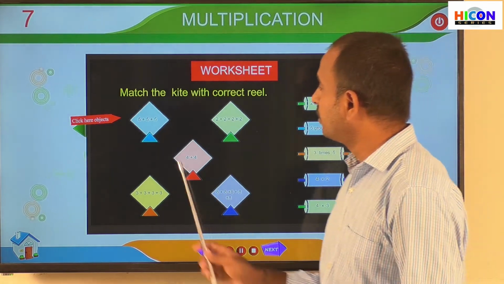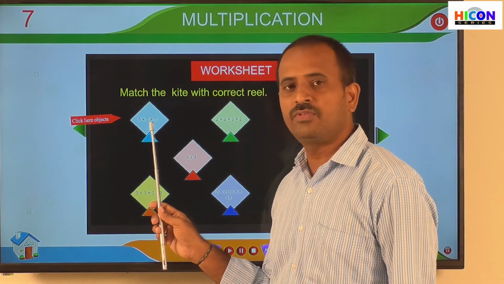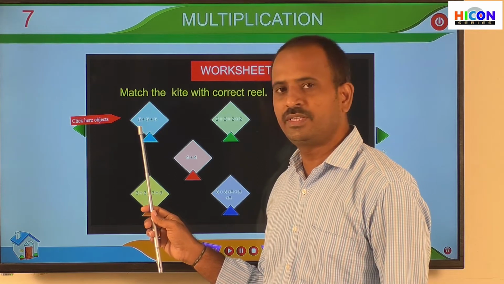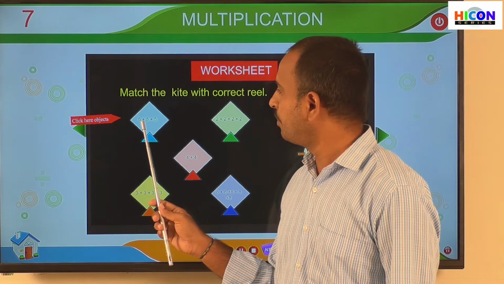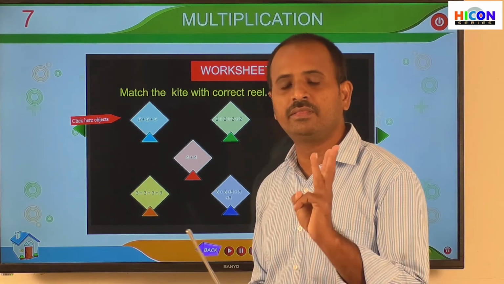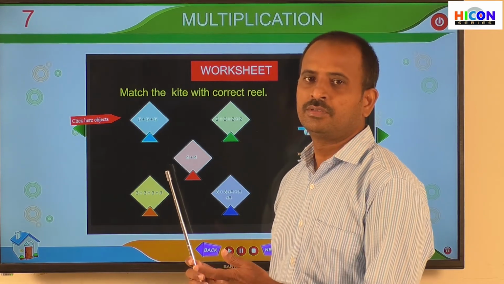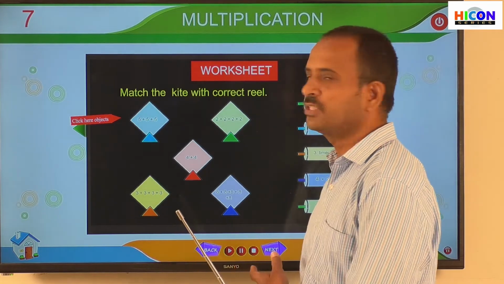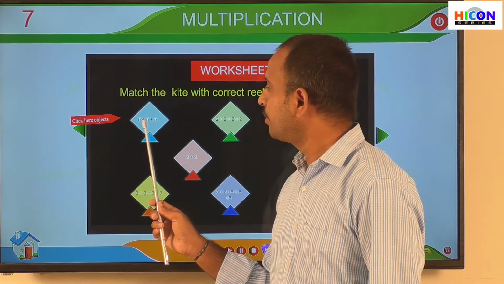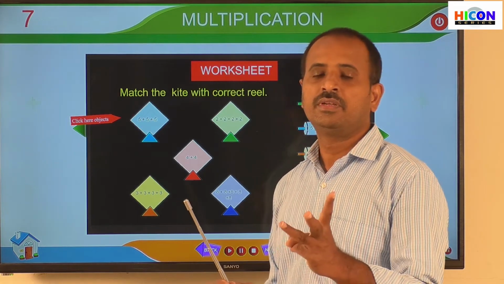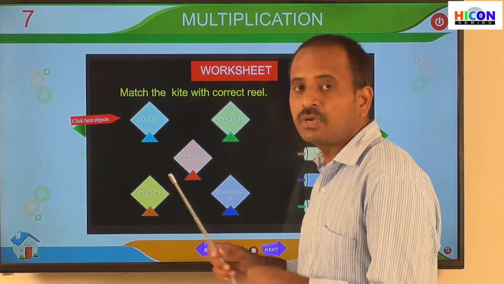So children, look at the first kite. In the first kite you are observing the number 5. That is 5 plus 5 plus 5. That means the number 5 is repeated 3 times. The number 5 is added 3 times. So how can we convert this into multiplication? The number 5 is added 3 times. That is 3 times 5 or 3 groups of 5.